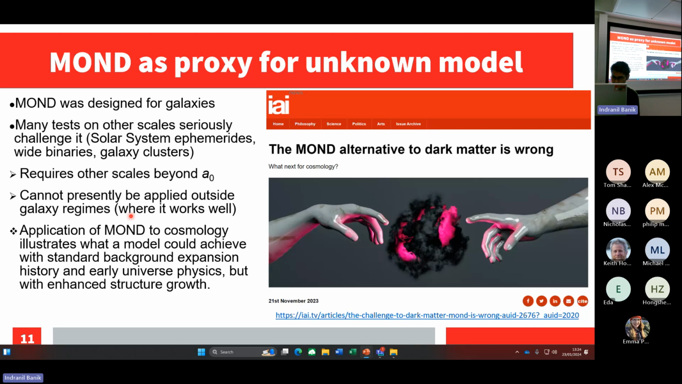However, what I will be showing in the rest of this talk is a cosmological model that uses MOND as a proxy for what could happen if you had a standard expansion history, but you enhance the growth of structure. So this is just a motivation. It's just a particular way to enhance the growth of structure in the universe. The actual way in which structure formation is enhanced could be different to MOND, but it could still be faster than in ΛCDM, is the idea.